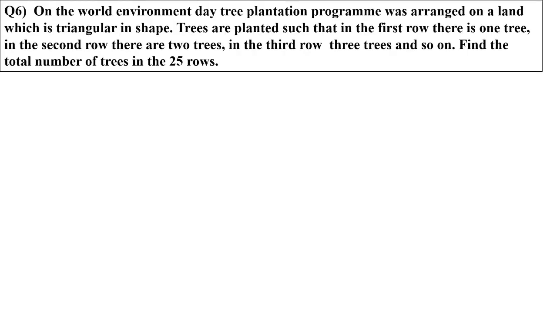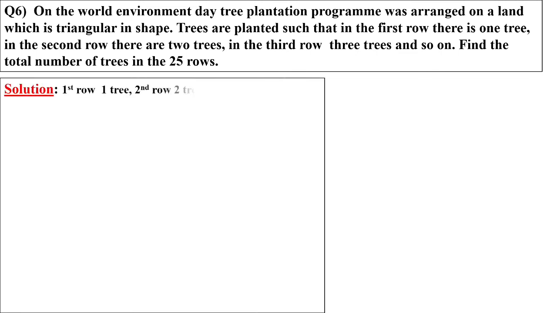Now, question number 6. On World Environment Day, a tree plantation program was arranged on a large land which is triangular in shape. Trees are planted such that in the first row there is one tree, in the second row there are 2 trees, in the third row 3, and so on. Find the total number of trees in the 25 rows. Total 25 rows are there. We have to find the total number of trees in the 25 rows.